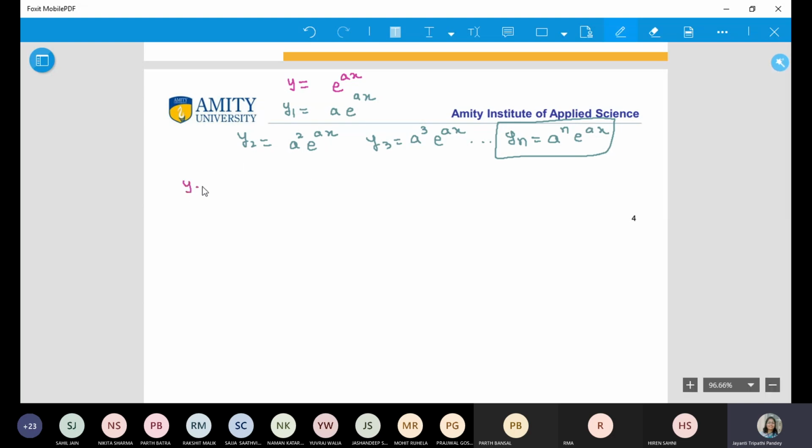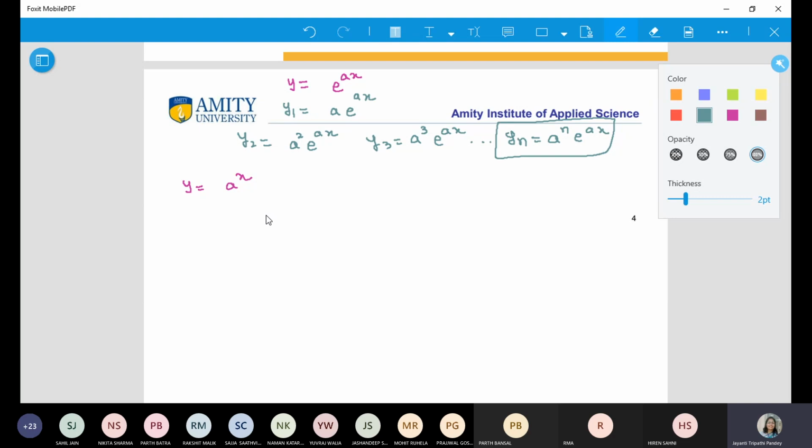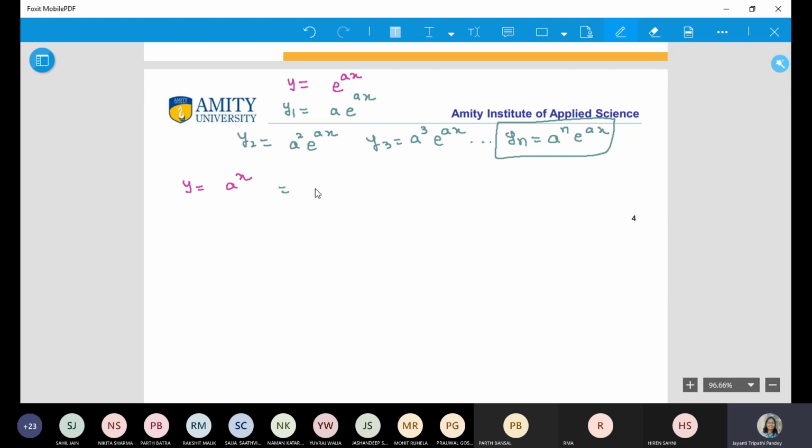Third function, you take y is equal to a to the power x. Then what will be the derivative? Can I write it like this? E to the power x log a. Just think. Yes, ma'am. We can write it like this. Now you can correlate this with this. Instead of a, you have log a. That's all.